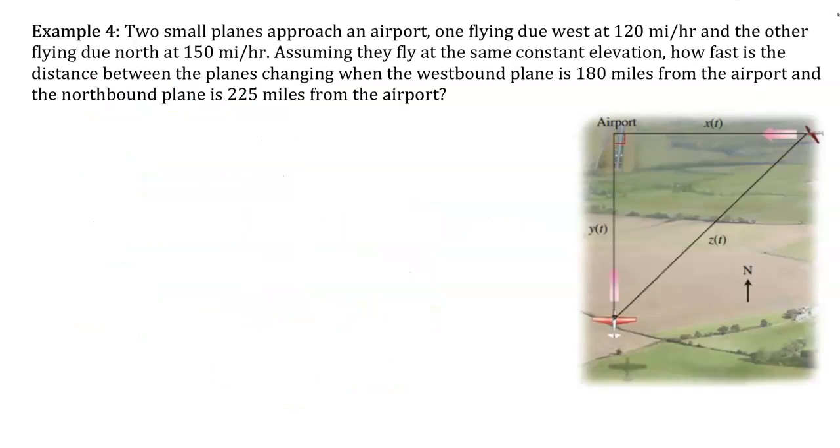Okay, here's another one. Two small planes approach an airport, one flying due west at 120 miles per hour, the other flying due north at 150 miles per hour. Assuming they fly at the same constant elevation, how fast is the distance between the planes changing when the westbound plane is 180 miles from the airport and the northbound plane is 220 miles from the airport?